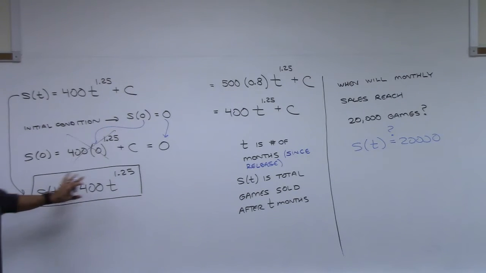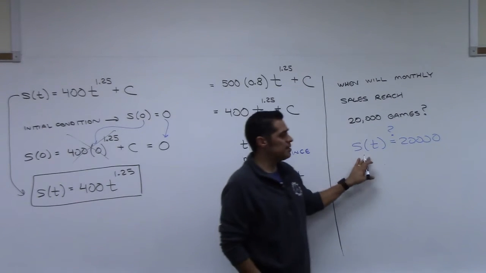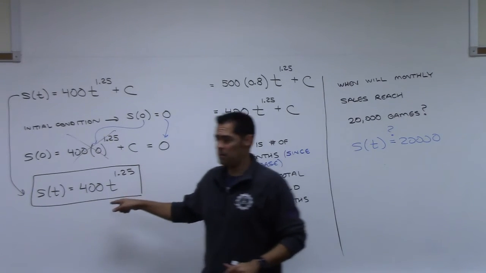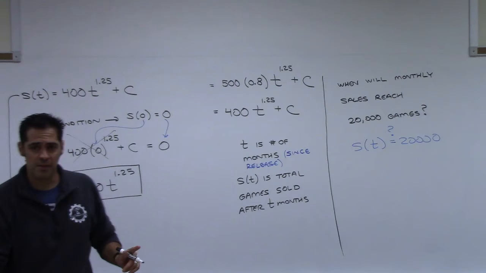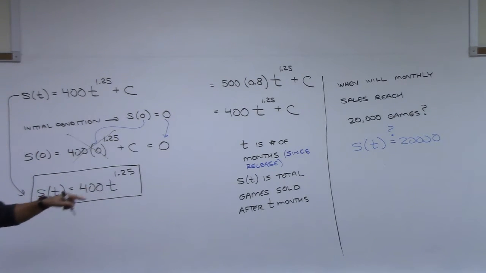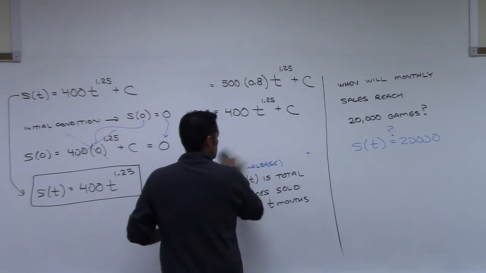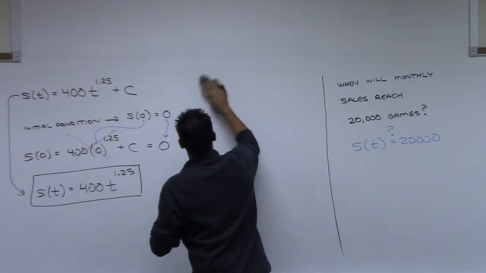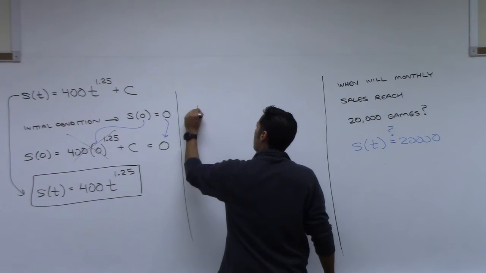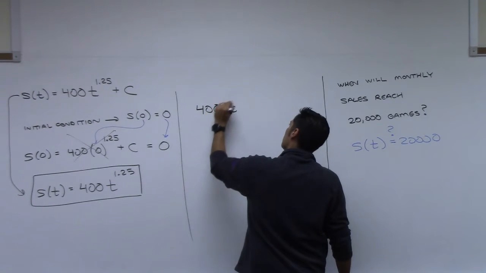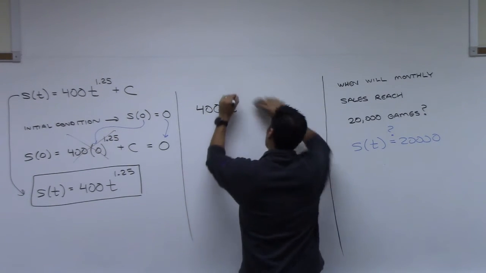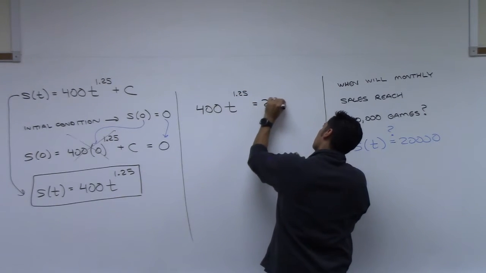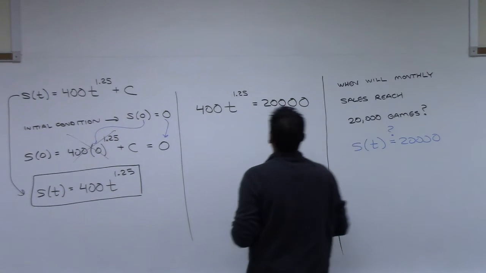This is the formula for s of t, and we want to know when that s of t is 20,000. Set that equal to 20,000. Don't plug 20,000 in. There's a difference. We want to know when that is 20,000. So our final computation is that we have to take 400 t to the 1.25 must equal 20,000. There we go.